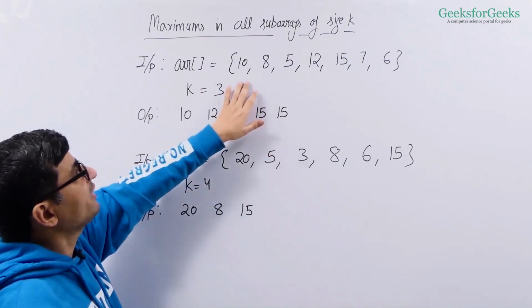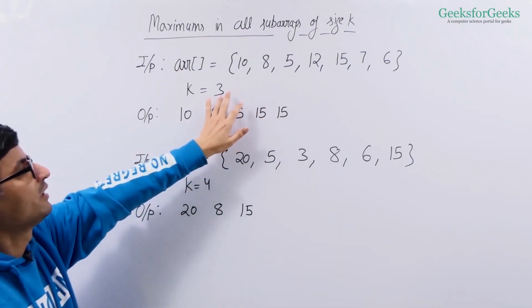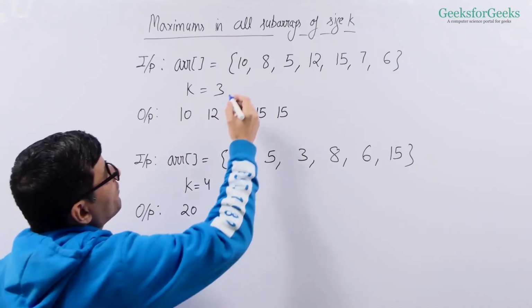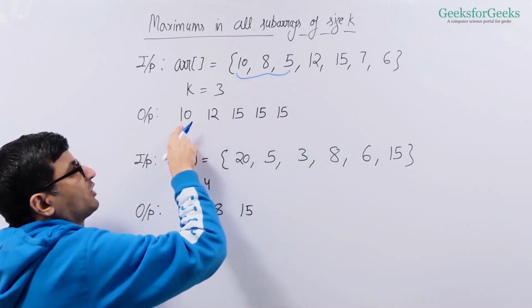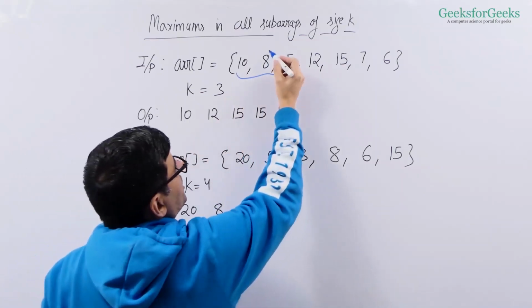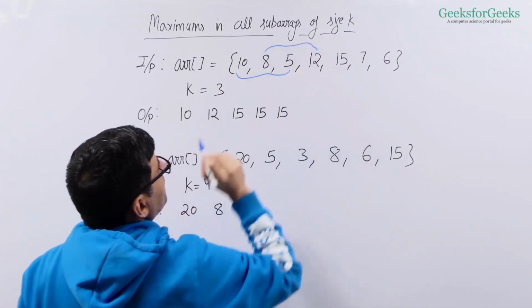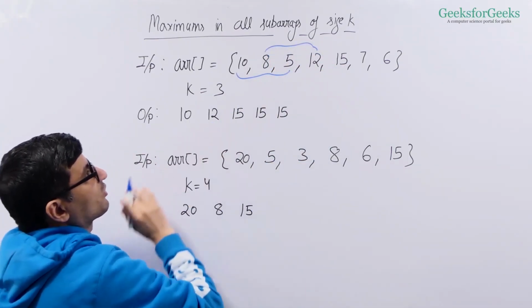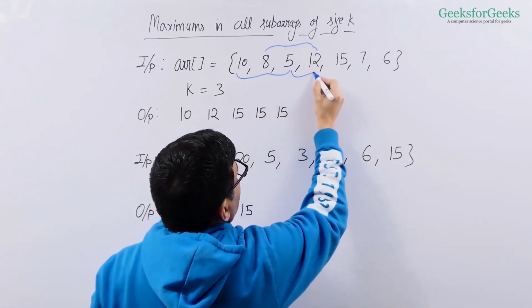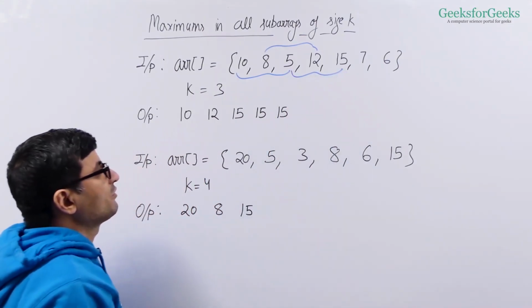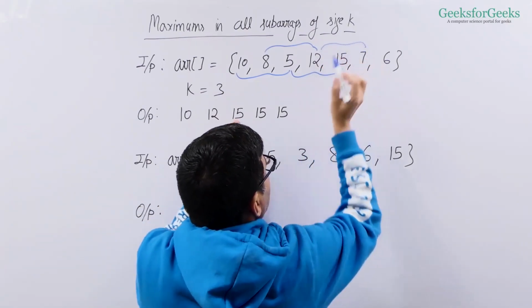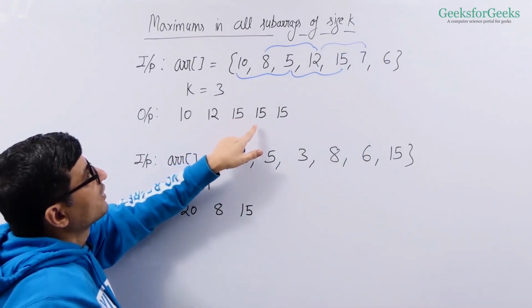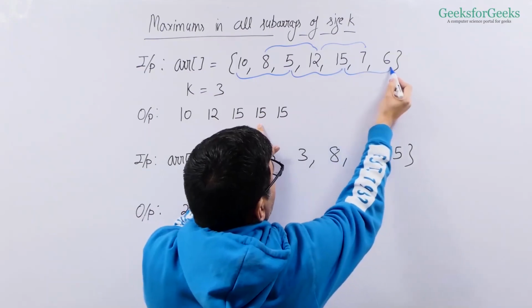So we have this array and k is 3. What is the maximum of the first subarray of size 3? It's 10. So our first output is 10. What is the maximum of the next subarray of size 3? 12. So our next output is 12. What is the maximum of the next subarray of size 3? 15. What is the maximum of the next subarray of size 3? 15 again.